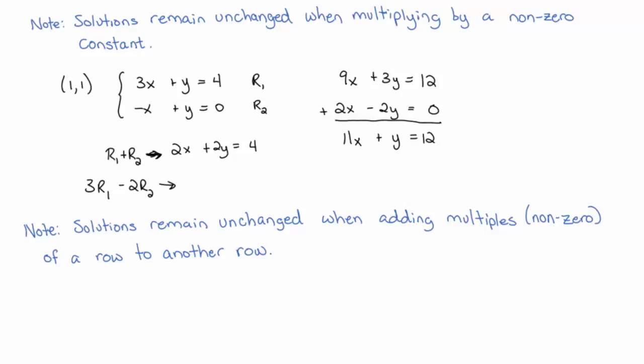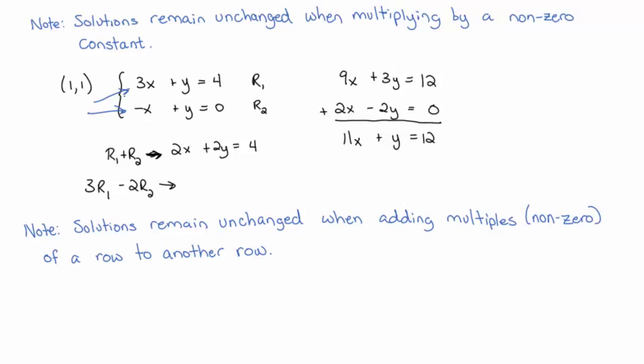The last one is more of a trivial statement, often not worth mentioning because it seems so obvious, but it's that you could take 2 rows and just swap them. In other words, I didn't have to write this system of equations here as 3x plus y is equal to 4 and a negative x plus y is equal to 0. I could have written negative x plus y equals 0, and then below that, 3x plus y is equal to 4. So I got to swap the order of them.